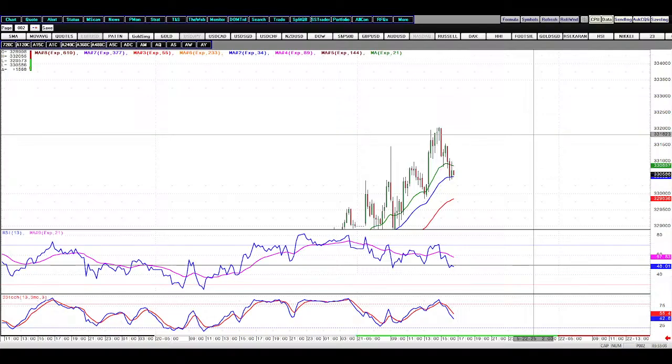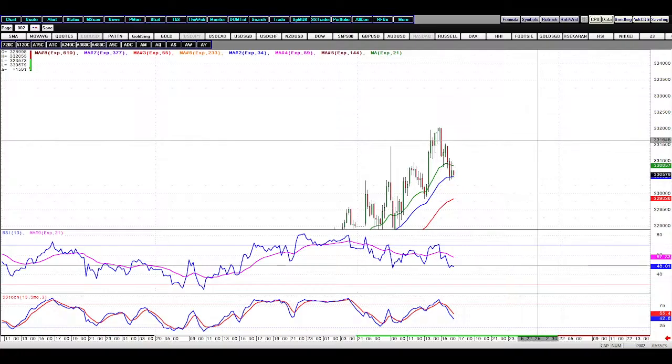Sell at 3313. Okay, 13 half, and stop 17 half, 18. Okay, 18, TP 3301. Okay, this is also 20 to 30% of our usual volume size.